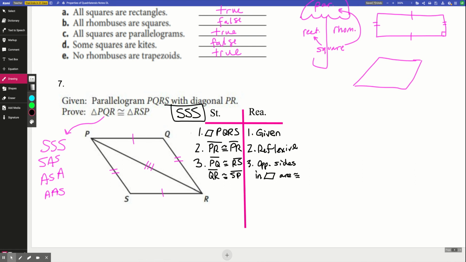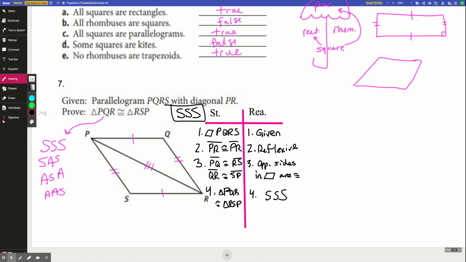okay? So now I have side, side, side. So I can say that those triangles are congruent. PQR is congruent to triangle RSP, okay, by SSS. Okay, so that's one way, right, that you could prove this.